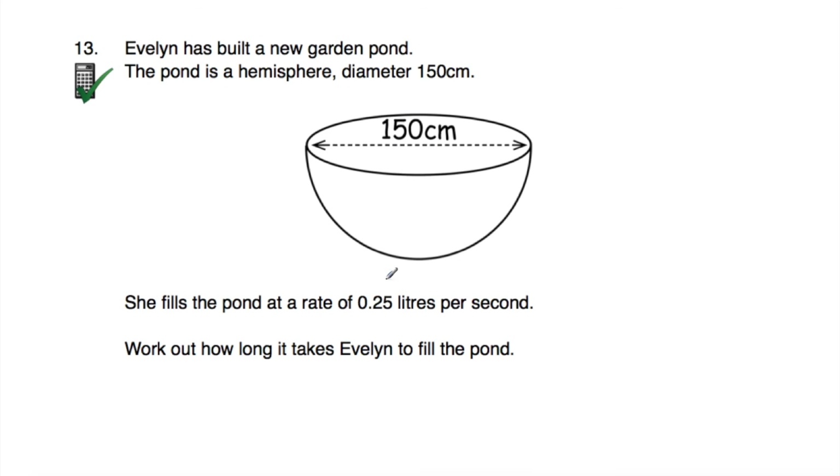It's a new garden pond, so it's empty. And she's pouring in water at a rate of 0.25 litres per second. So in 4 seconds, a litre will go into the pond and so on. And the question says, how long will it take Evelyn to fill the pond?